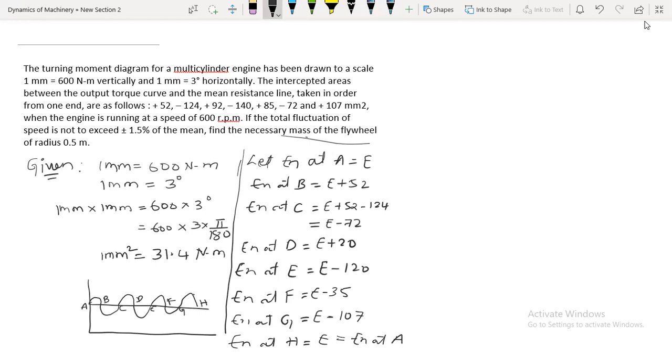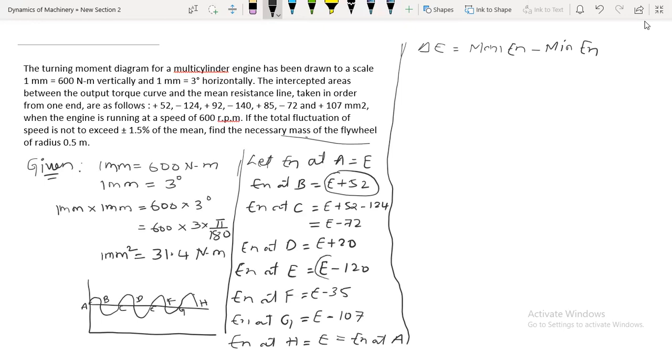So now from this data we are going to find out what delta E is. So we know that delta E is equal to maximum energy minus minimum energy. Okay, so what is the maximum energy from this data here? Which is having the highest positive value. That means this one. And what is the highest negative value here? This one is having the highest negative value. So this will become the minimum energy.